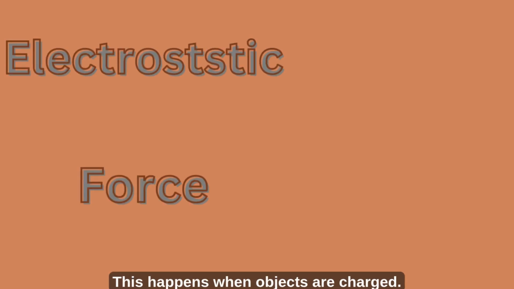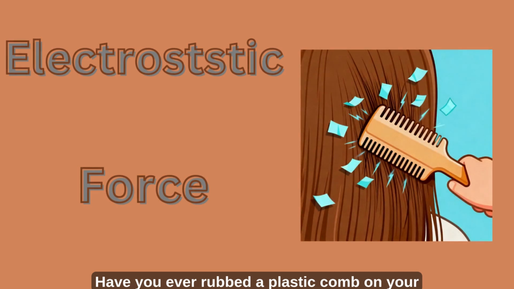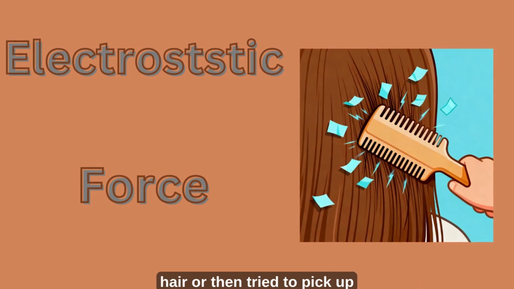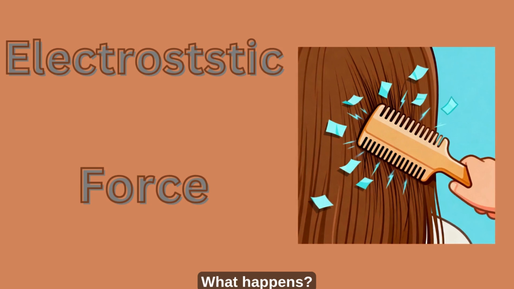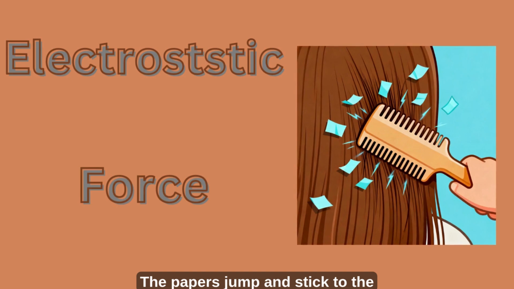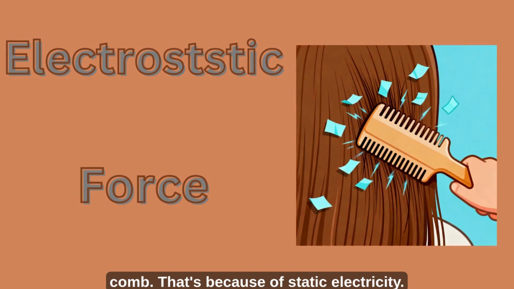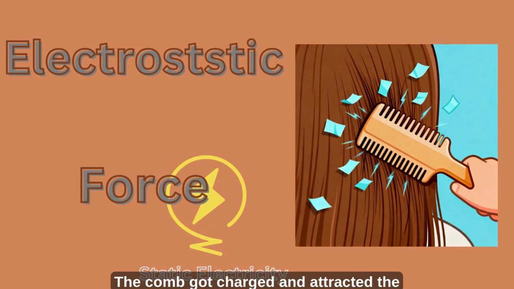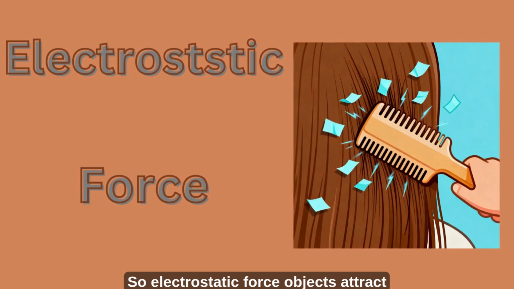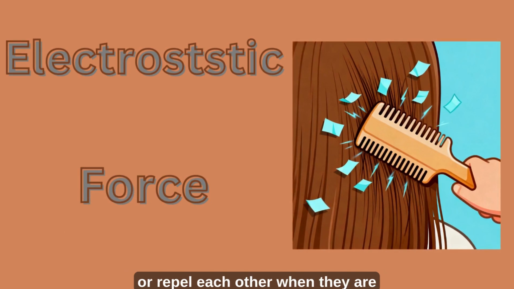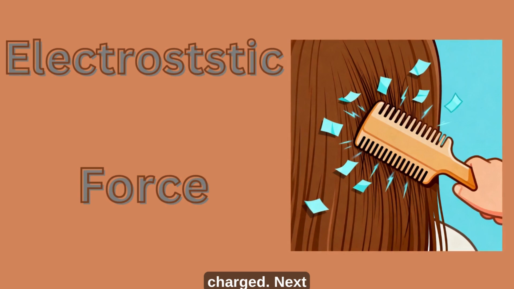Now let's see the electrostatic force. This happens when objects are charged. Have you ever rubbed a plastic comb on your hair and then tried to pick up small bits of paper? What happens? The papers jump and stick to the comb. That's because of static electricity. The comb got charged and attracted the papers. So electrostatic force means objects attract or repel each other when they are charged.